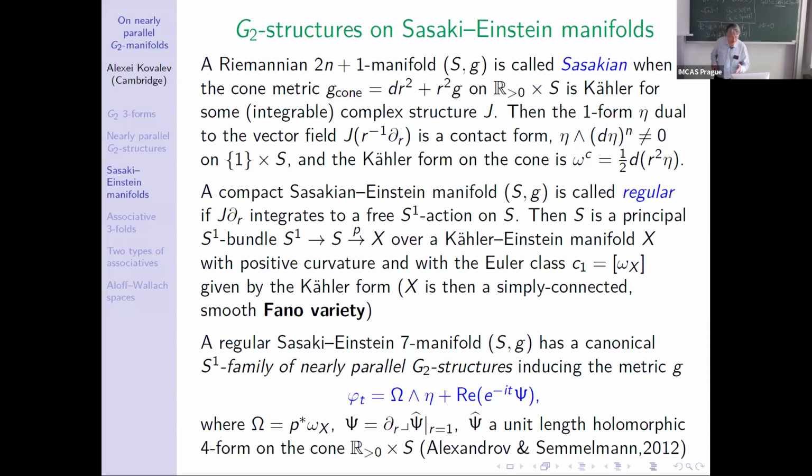And phi, so recall the 8-dimensional cone is Calabi-Yau, so it has a non-vanishing holomorphic 4 form. So we take the interior product with the radial tangent vector, and we'll get something which is a 3 form, and it's well defined on the cross section S times 1, which we identified with S. So the right-hand side therefore makes sense. And for any value of a real parameter t, this is a well-defined 3 form of G2 type, and the resulting G2 structure is then nearly parallel, as defined before.